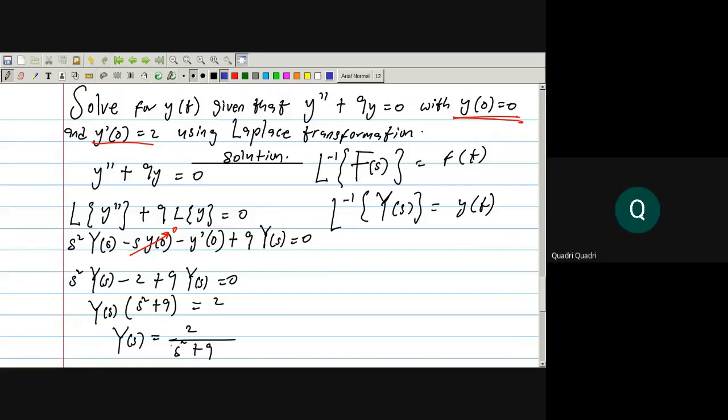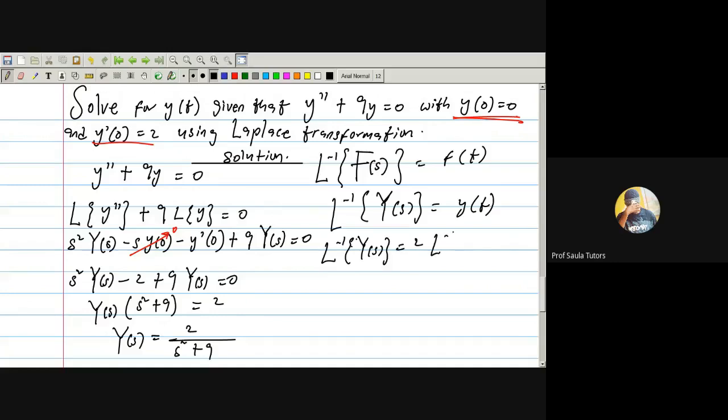Now, let me solve it. Let me continue. So what will I now have here? The inverse Laplace transform of Y(s): take the inverse Laplace transform of both sides. What do you have? This is a constant, I can move it out.